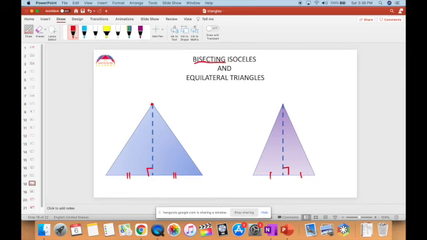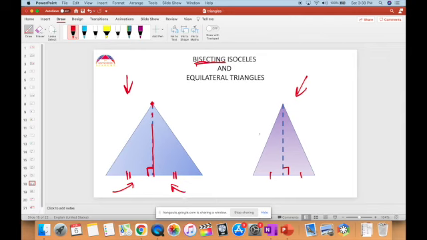This is a nice little one, right? A nice little thing to know about equilateral triangles and isosceles triangles is that if you were to take any vertex and cut a line going perpendicular to the opposite side, what you are actually doing is bisecting the triangle. So this side will be equal to this side, which means that we have two congruent right angle triangles here.